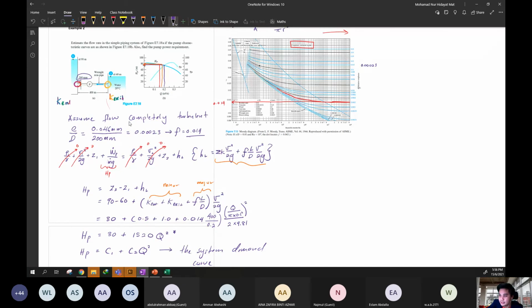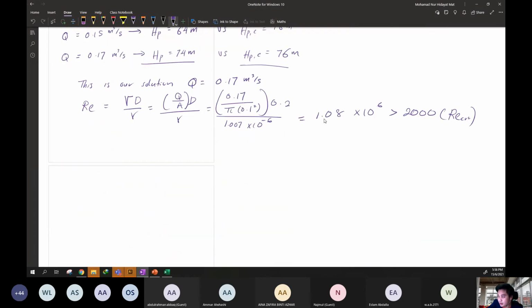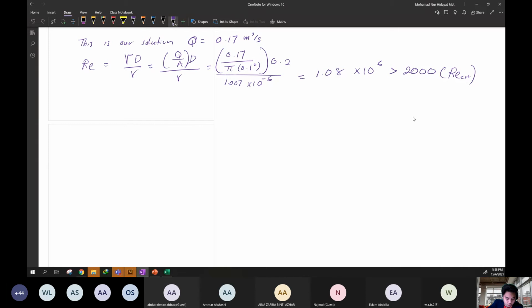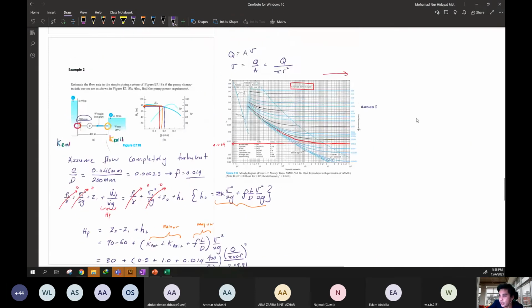Assume the flow is completely turbulent. So it is valid because we assume it is completely turbulent and the value is far more than 2000. It is completely turbulent. So from this, first we have to estimate the flow rate.